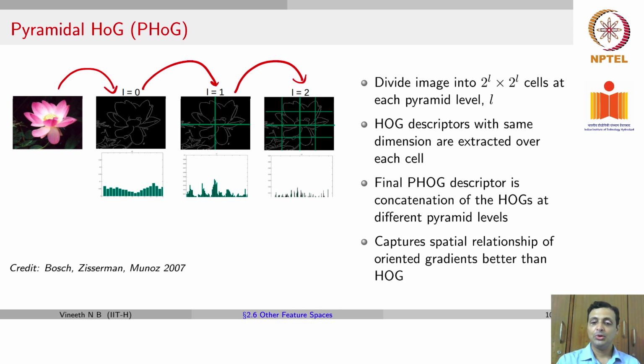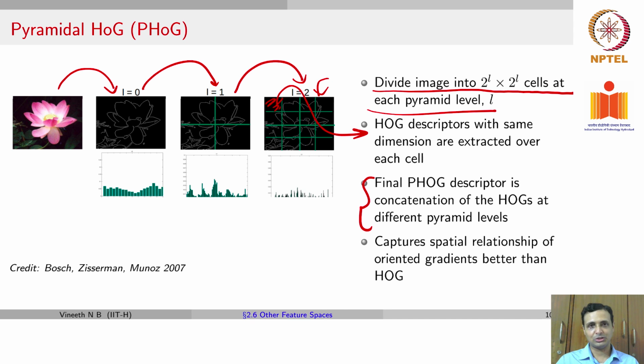How do you do this? You divide an image into 2^L cross 2^L cells at each pyramid level L. So if L was 1, you would divide the entire image into 2 cross 2 cells, 4 cells. Or if L was 2, you would divide it into 4 cross 4, so on and so forth. Now for each of these cells, you extract HOG descriptors, just the way we spoke about on the previous slide, and then you concatenate the HOGs at different pyramid levels to give an entire histogram of oriented gradients representation.